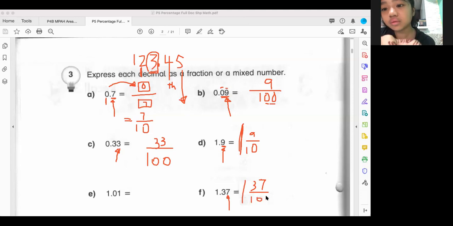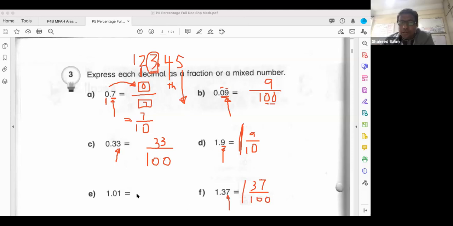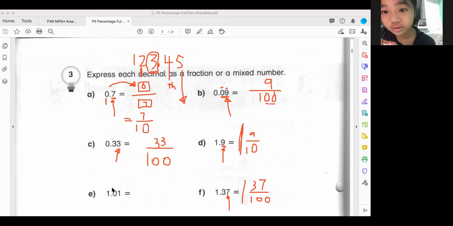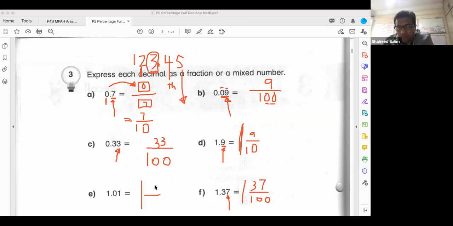How, is it simple or not? Okay, you try this one then. This one. What number do we write? 1. What's on top? 1. What's below?